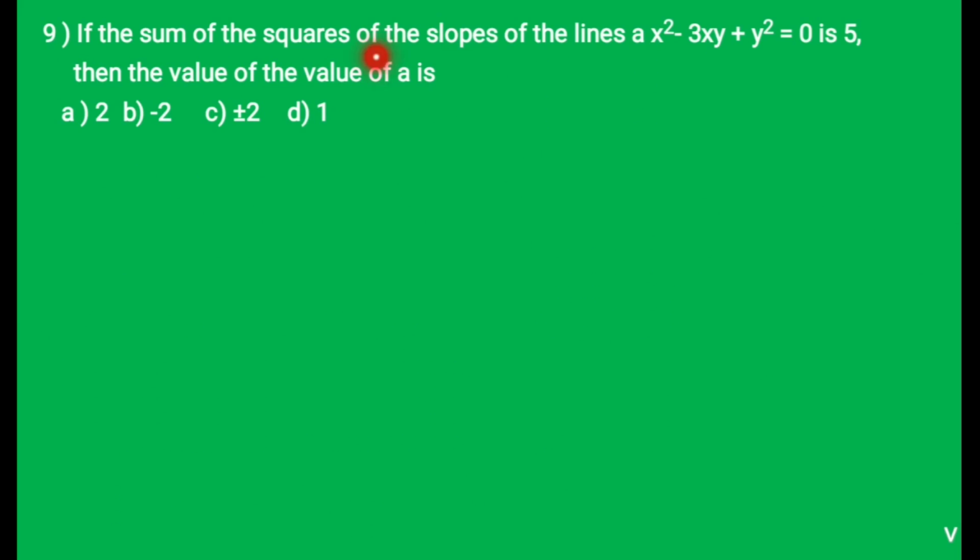Question number 9. If the sum of the squares of the slopes of the line ax square minus 3xy plus y square equals to 0 is 5, then the value of a is. Here the sum of the squares of the slopes is given, which is 5, and the combined equation is given. You have to find the value of this small a. So option A is 2, option B is minus 2, option C is plus or minus 2 and option D is 1.